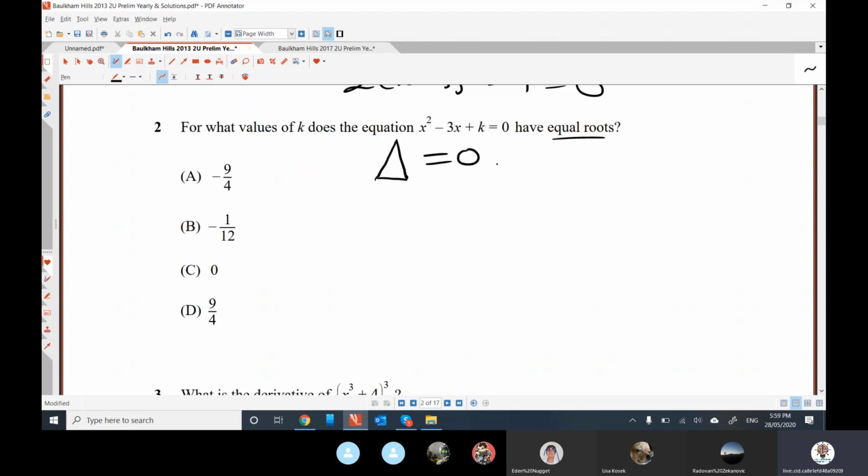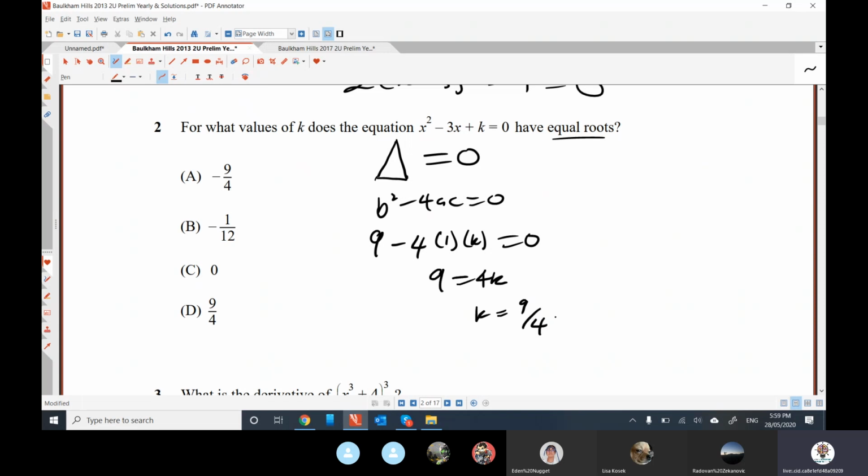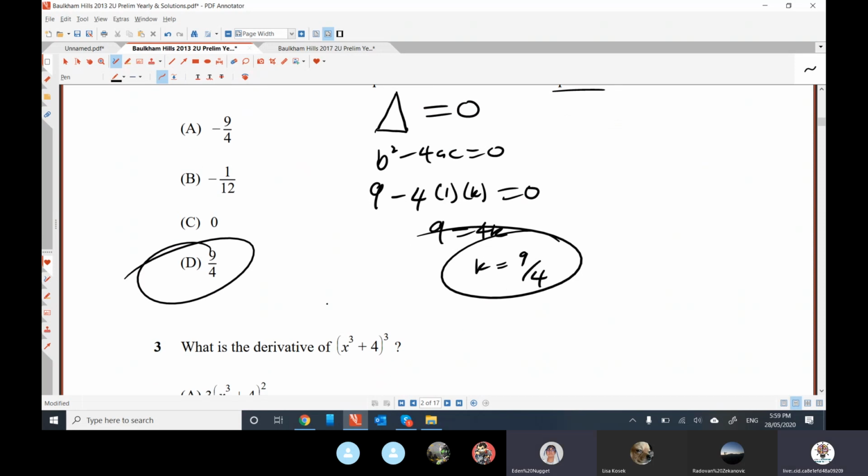So don't worry. Discriminant equals 0. B squared minus 4AC equals 0. B is 9, minus 4 times A times C. 9 equals 4K. K equals 9 on 4. All right.